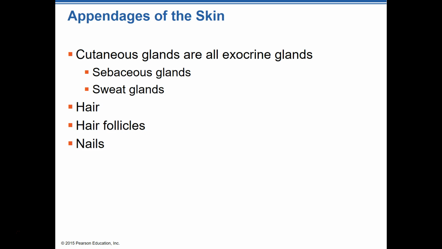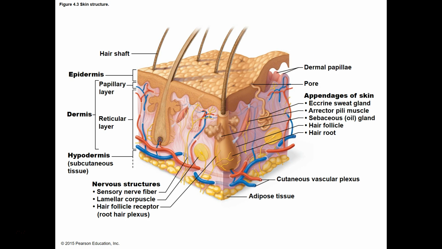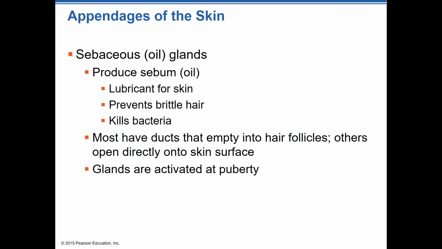All right. So, appendages of the skin. So, the different parts inside of the skin, the different things that are in there. There's some cutaneous glands. All of the glands are exocrine glands in the skin. So, they're all glands that are going to excrete something onto the surface. So, you've got sebaceous glands and sweat glands. We also have hair follicles, and nails. Those are the appendages that we're going to talk about. And we can see them in this picture. Okay?